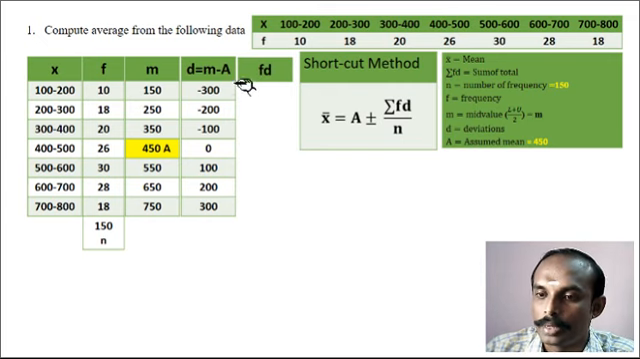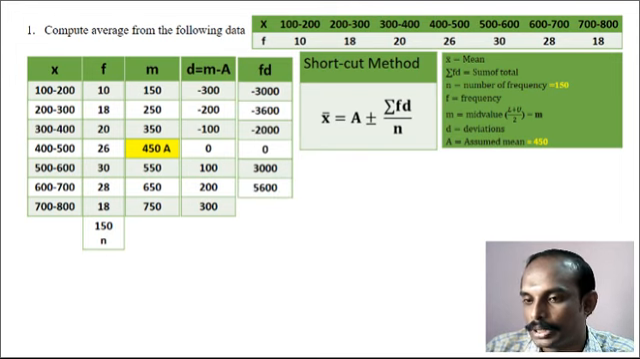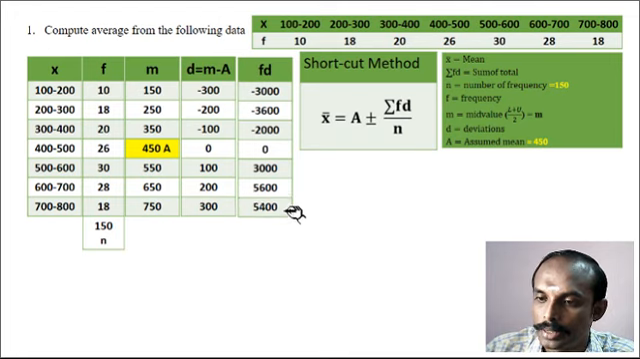Therefore, to find fd, f into d. So f is 10, d is minus 300. Therefore, 10 into minus 300 is minus 3000. And 18 into minus 200, therefore minus 3600. And 20 into minus 100, therefore minus 2000. 26 into 0 is equal to 0. 30 into 100 is equal to 3000. 28 into 200 is equal to 5600, and 18 into 300 is equal to 5400.